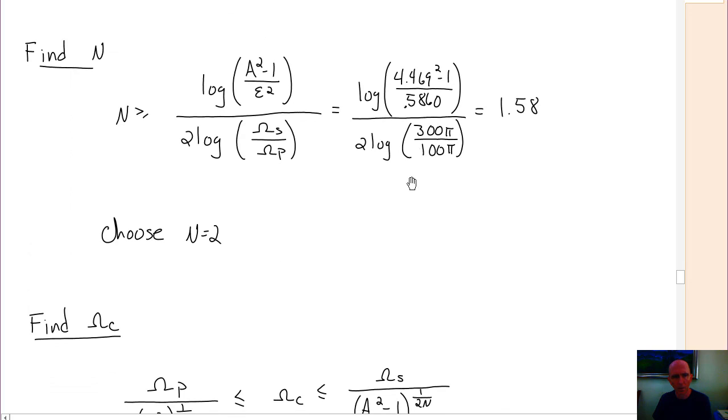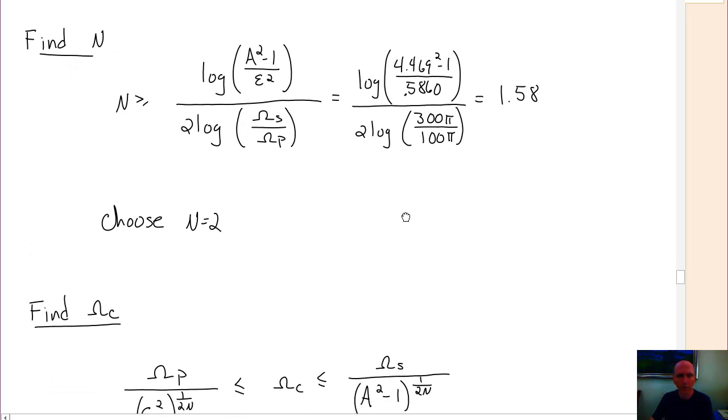Once we have those numbers, of course, then we can immediately go back. We're not going to derive our formulas again. We know what our formulas are. For example, the formula for n was this thing here. So we substitute what A is and what epsilon is and what omega s and omega p are. We get this and we get 1.58. This doesn't need to be great precision, right? Because we're going to get an integer value from this. Since we get 1.58, we're going to choose the smallest integer value greater than this. And so we're going to choose n equal to 2.